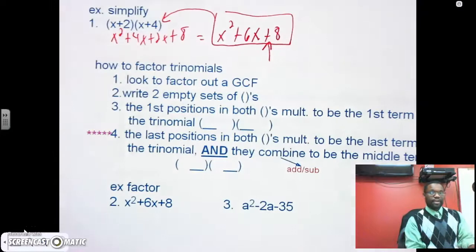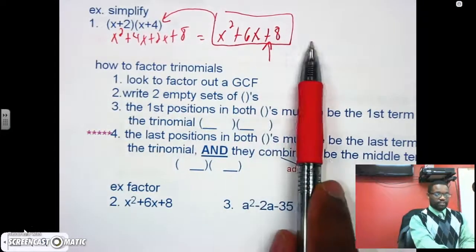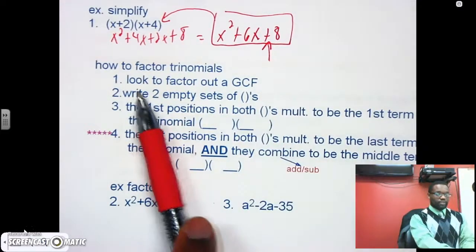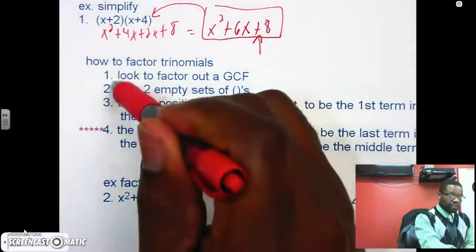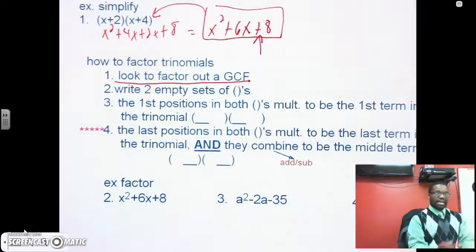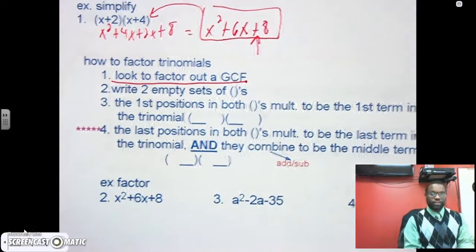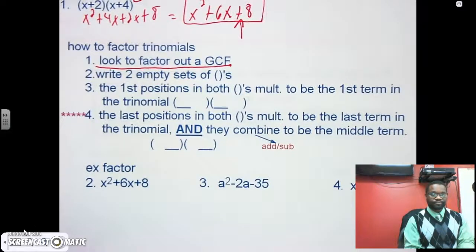Alright? So how do we actually factor trinomials that look like this? Well, we first always look to factor out a greatest common factor. You won't always have one, but always look for it. At 100 problems, 99 of them may not have it, and then on the 100th one it may. So always look for a greatest common factor.